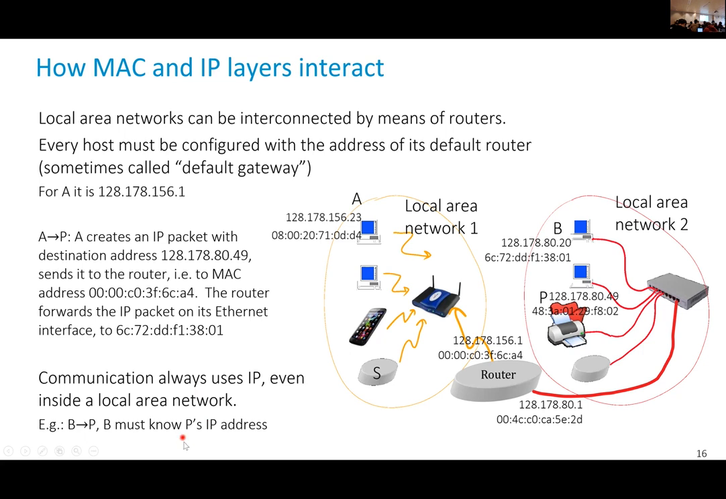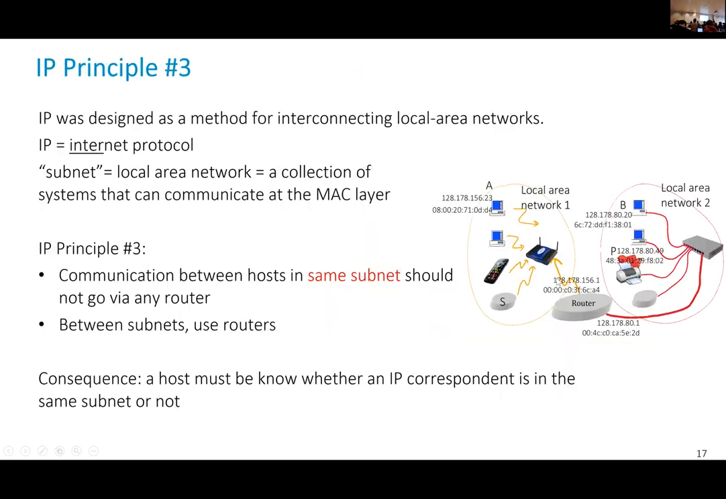If you use TCP/IP software, communication always uses IP, even inside the local area network. For example, if B sends to the printer, it will do the same thing. B will send a packet to the IP address of the printer. It will not send to the MAC address. It will send to the IP address of the printer. Now, how do the two interwork exactly together?